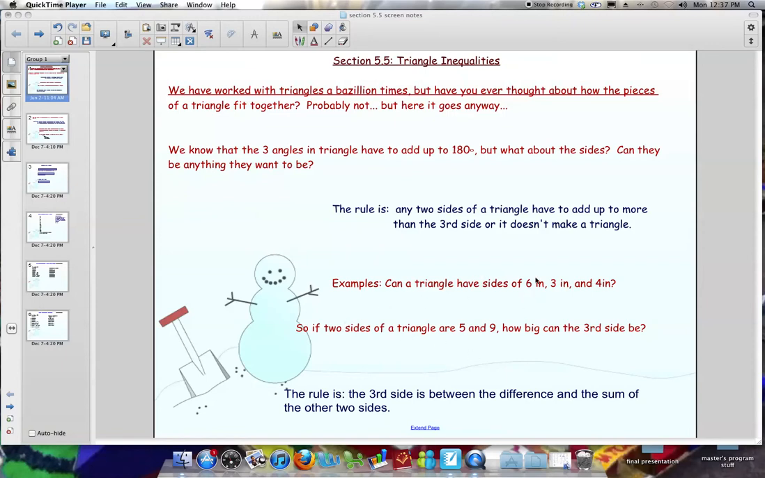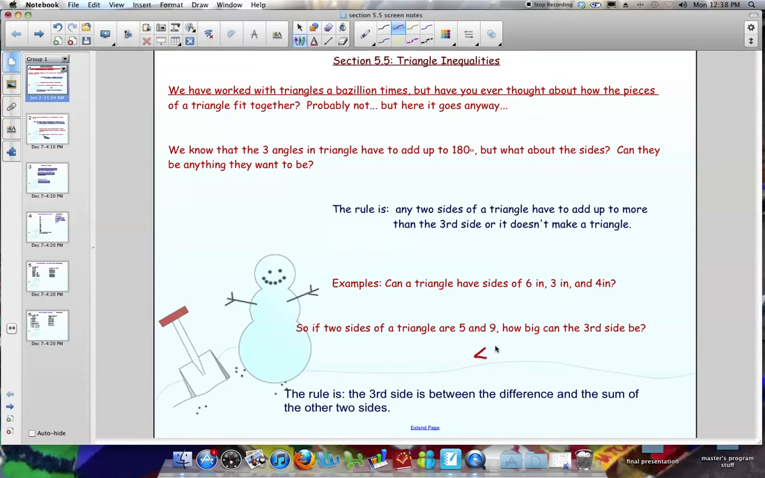Okay? Using that theory then, if two of the three sides of a triangle are 5 and 9, then how big can the third side be? Well, when you add 5 and 9 together, it has to be bigger than that third side. So 9 plus 5 is 14. So the third side would have to be less than 14.